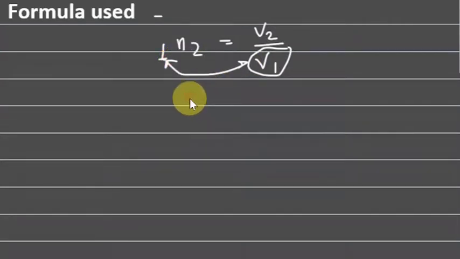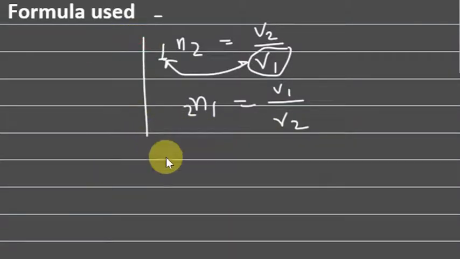Now, if we need the refractive index of second medium with respect to first, then we write velocity of light in first medium upon velocity of light in second medium. So these are the two formulae.